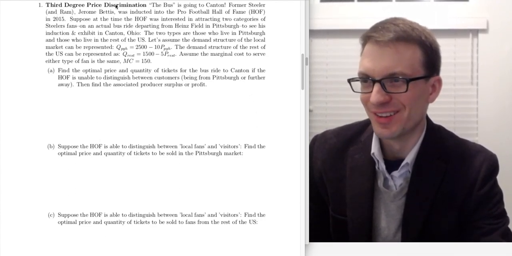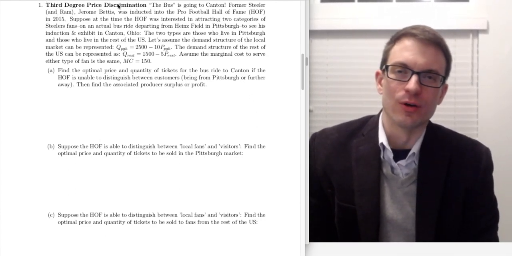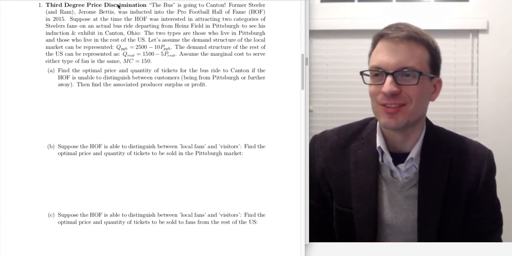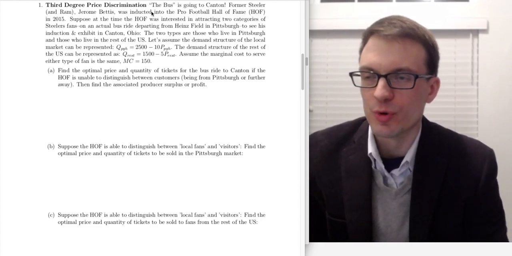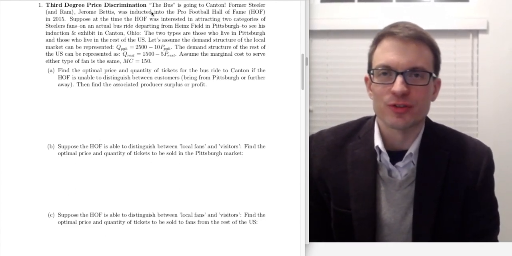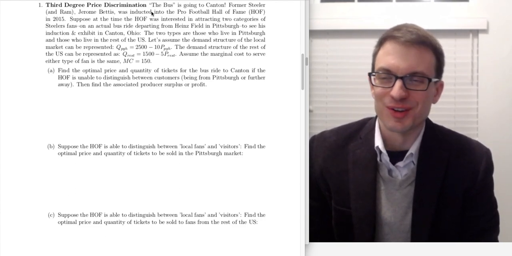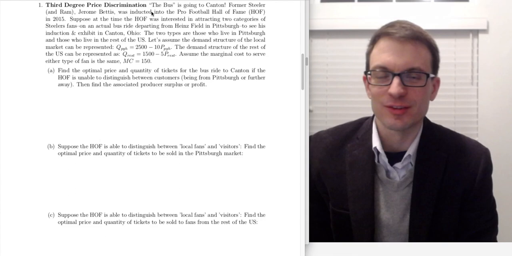As it says right here, there's no lie. So, the build up for this question here, the bus is going to Canton. Jerome Bettis had been inducted into the Pro Football Hall of Fame, and on the radio stations in Pittsburgh, as I'd be driving through, it would talk about a literal bus going to Canton to see the bus be inducted into the Hall of Fame.